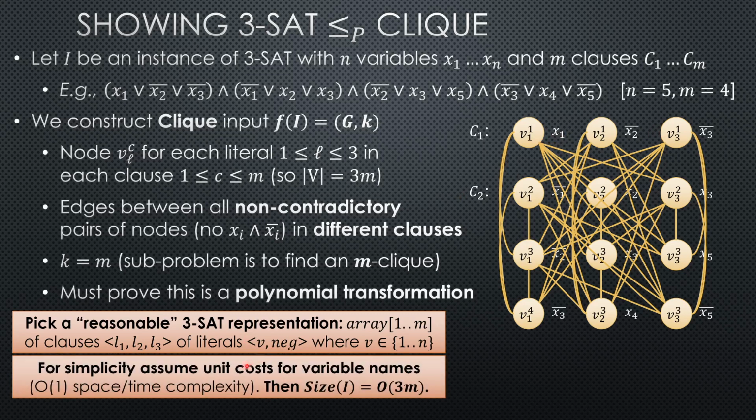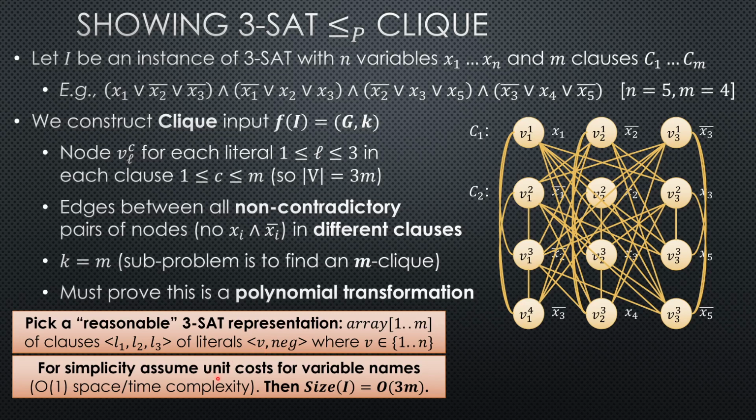And for simplicity, I'm going to assume unit costs for variable names, meaning I'm going to assume that the variable name can be written down in order 1 space complexity, and I can read and write variable names in order 1 time complexity. This is just a simplifying assumption. The results that I'm going to show you here will not change if you don't assume unit costs. If you work in the bit complexity model instead, and you assume that variable names take log n bits to write down, the complexity results here will not change meaningfully, in the sense that you will still be able to show that this is a polytime transformation.